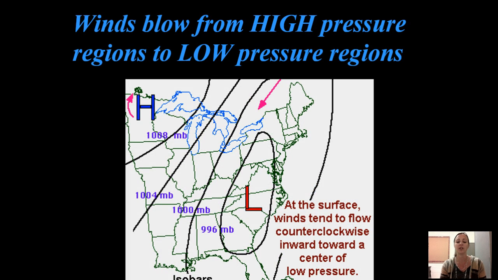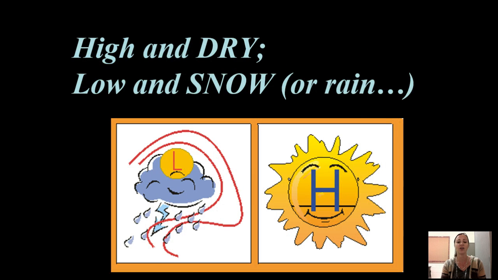In this picture, we see the surface direction using the isobars. The higher pressure here is 1008 millibars, and it's getting continually lower to 996 millibars at the low. So again, they flow outwards from the high, inwards towards the low. High, dry.